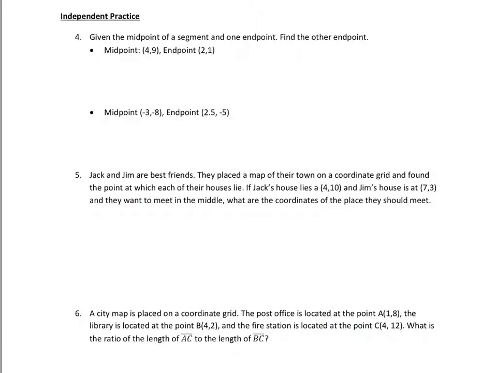So now it's time to pause the video and complete the independent practice. When you're done with the independent practice, press play to check your answers.